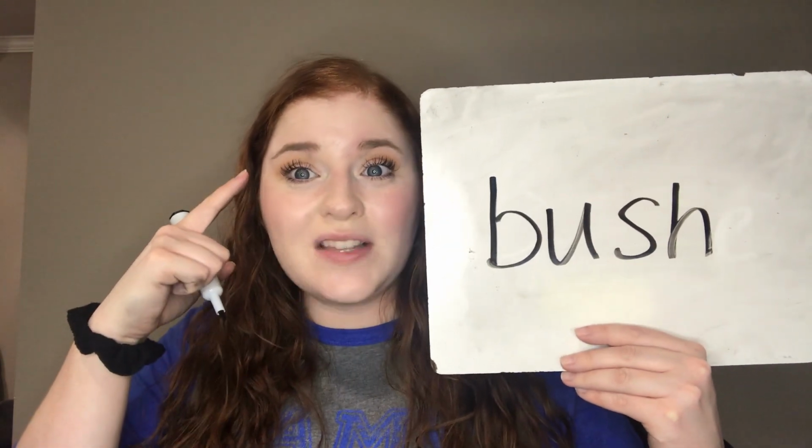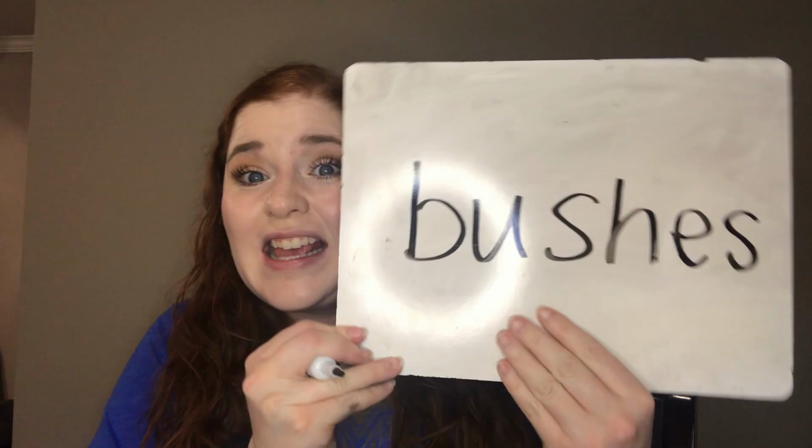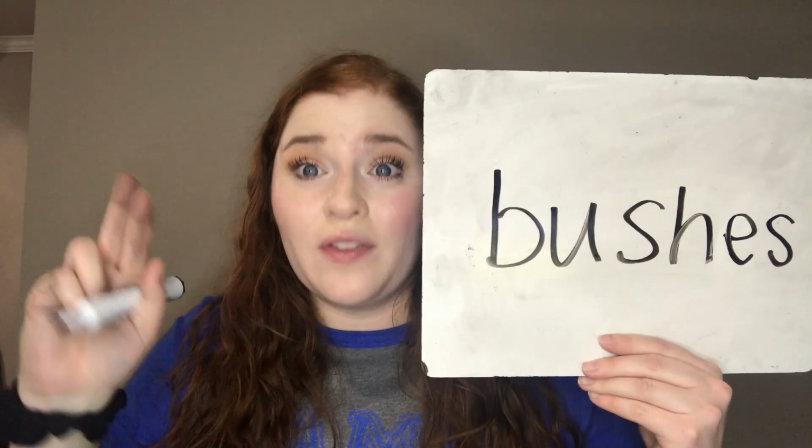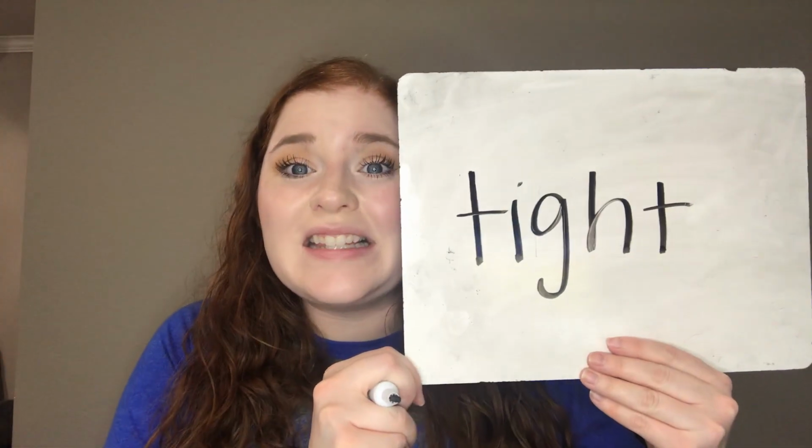Our next word is bush. So I want you to think for a second, does it end in S, X, Z, CH, or SH? If it does, we're gonna add ES to the end of this word. So take a second to think, pause the video if you need to. We're gonna add ES, you were correct. So in order to make this word plural, we need to add ES. So now the word is bushes, and it means that we have more than one bush. Awesome job.